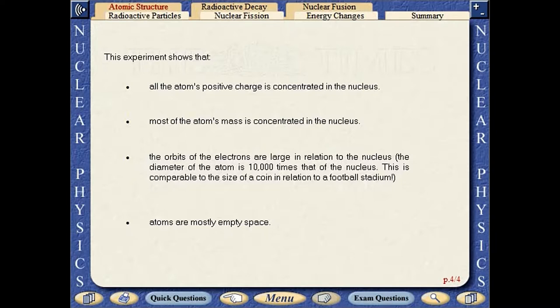The orbits of the electrons are large in relation to the nucleus. The diameter of the atom is 10,000 times that of the nucleus. This is comparable to the size of a coin in relation to a football stadium. Atoms are mostly empty space.